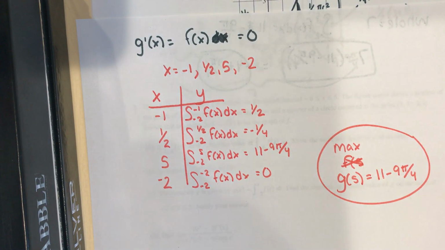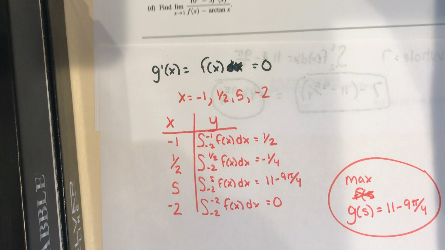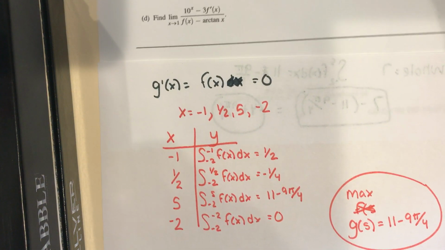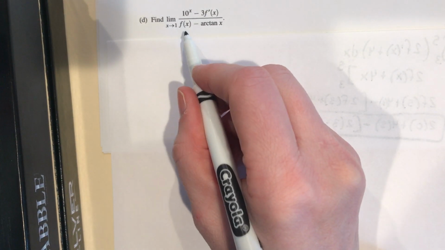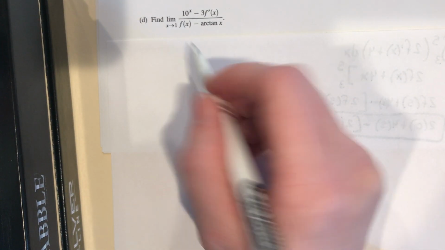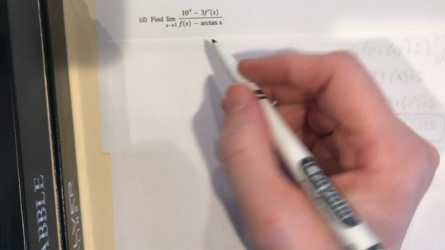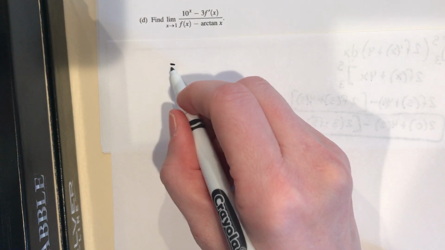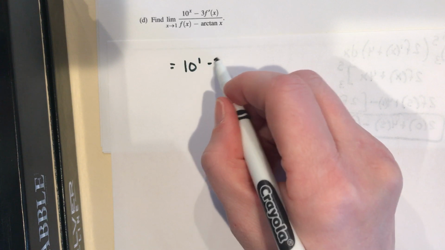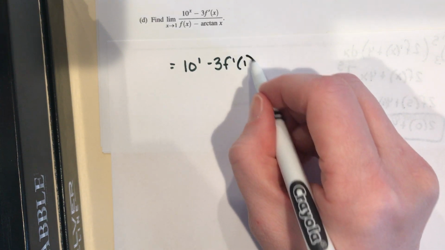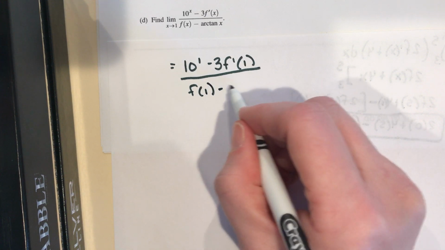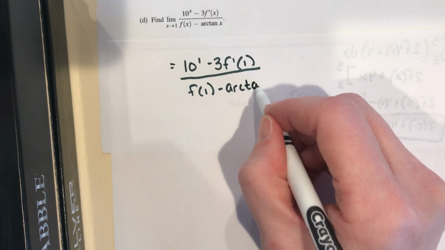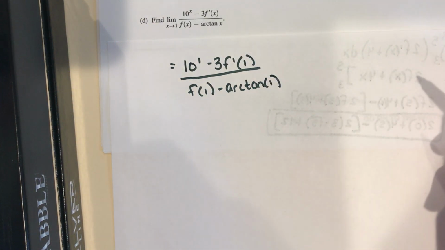Okay, last part, part D. We've got a limit to find. So we're going to find the limit as x approaches 1. Now, the first thing we do with a limit is we try to plug it in and see if we get an answer. So I'm going to plug 1 in. If we get an answer, then we're all good. If not, we have to try something else. We can use L'Hopital's rule by taking the derivative of the top and the bottom and then plugging in.